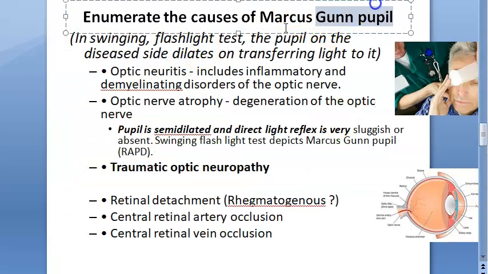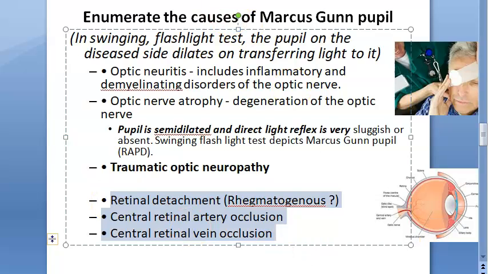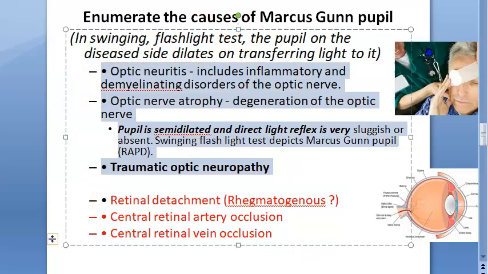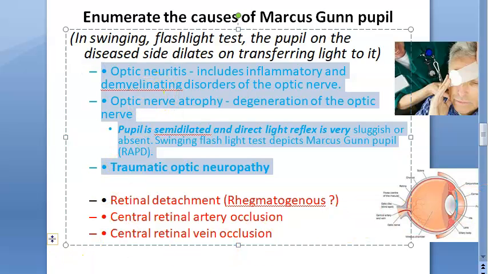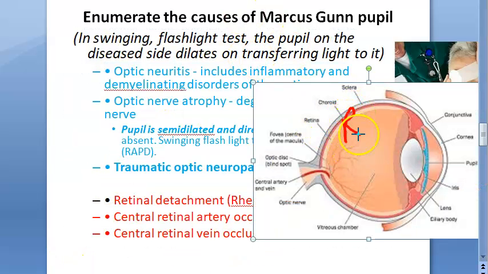So what are the causes of Marcus Gunn pupil? Very easily you will say 3 things with retina, okay? And 3 things with the optic nerve. For retina you say retinal detachment, retinal artery occlusion, retinal vein occlusion, central retinal artery occlusion, central retinal vein occlusion, retinal detachment. We told you, right? It is afferent. So retinal disease or even optic nerve disease. When it comes to optic nerve, they are saying optic neuritis, optic nerve atrophy, traumatic optic neuropathy.